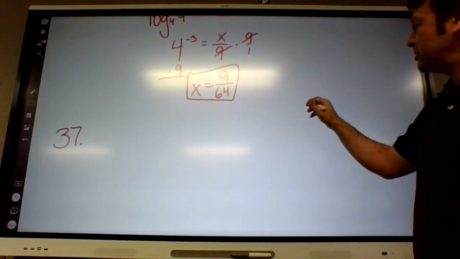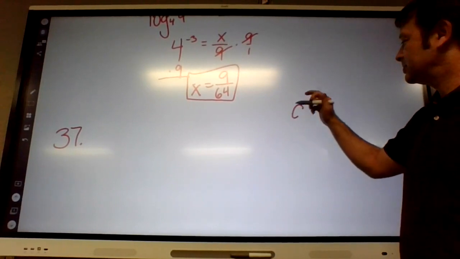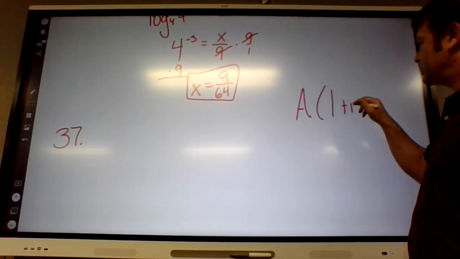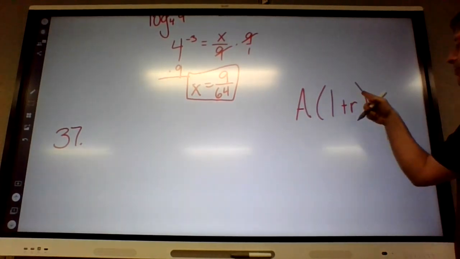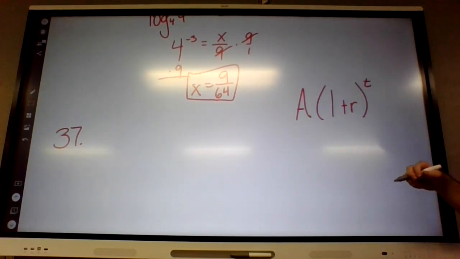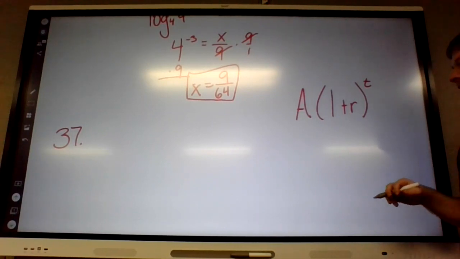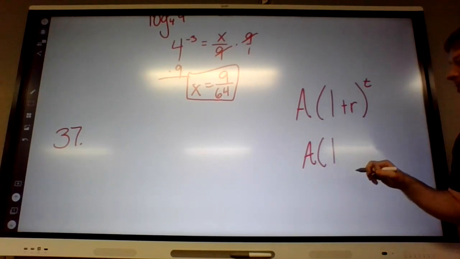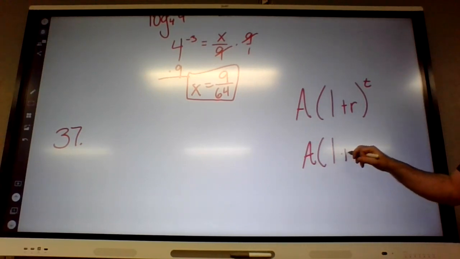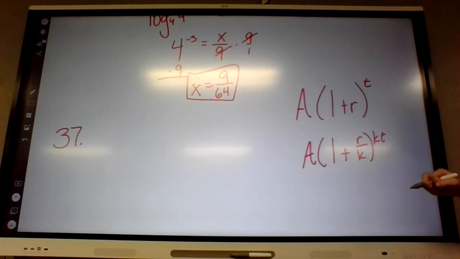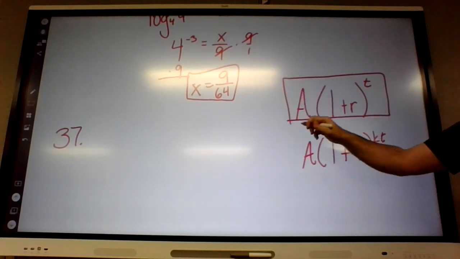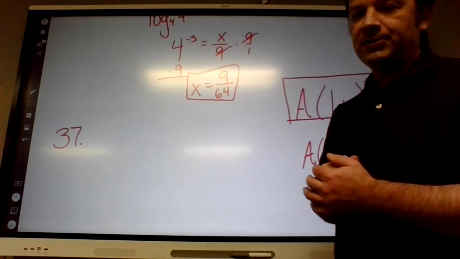You guys remember how the exponential growth stuff works? You have a starting amount, and you do 1 plus r, that's the rate of growth, to the t power, that one. The compound interest, which is not really today, but remember what changed on the compound interest? R over K, so KT. Okay, so we're not doing compound interest right now, so we're just sticking with basic exponential growth, so we're using that one.